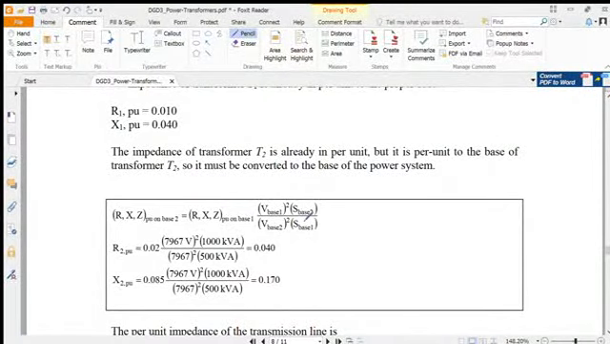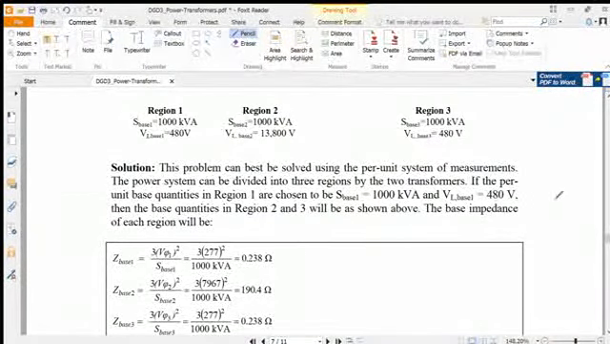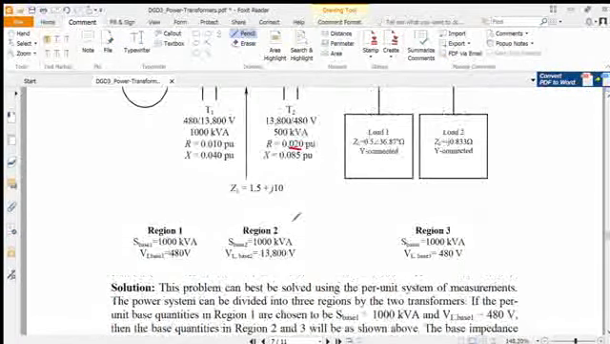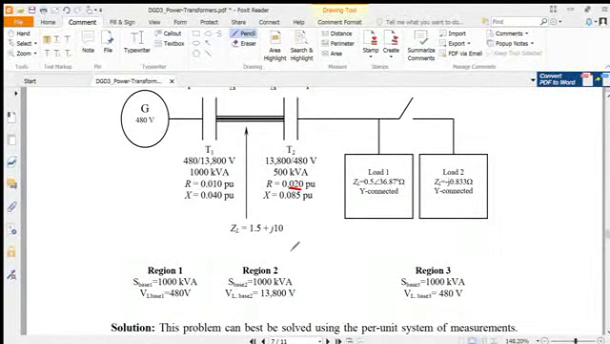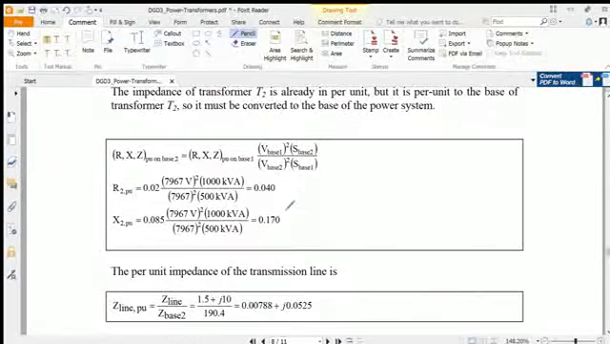And the base we choose is 1000 kVA in region 1. And what is the value over here? The base value is 500 for transformer 2. So here it is 1000 divided by 500. This is the new and this is the old. There's a similar formula over there, and X2 in per unit can be defined similarly.